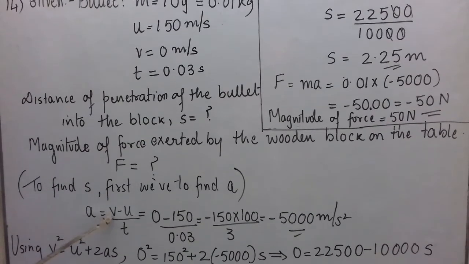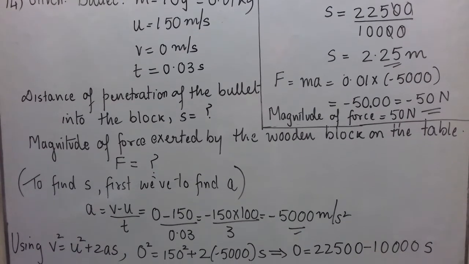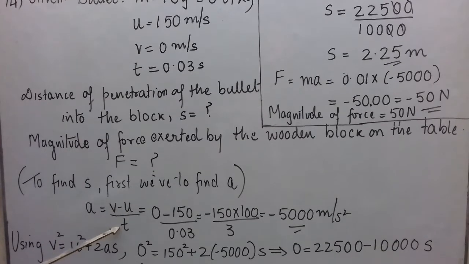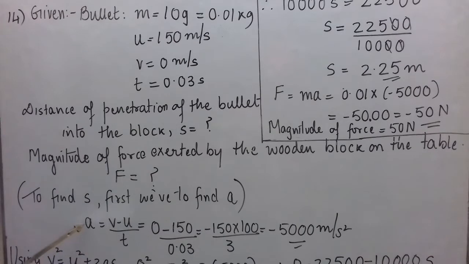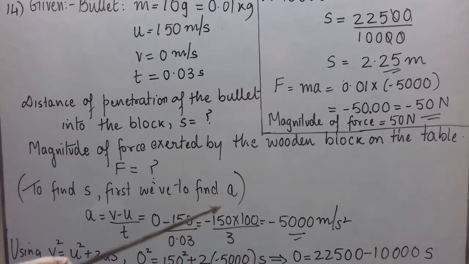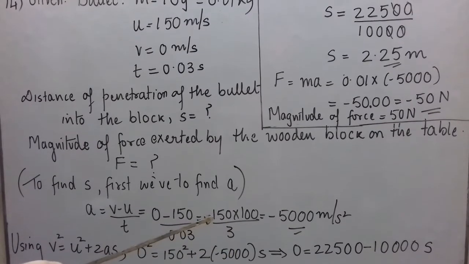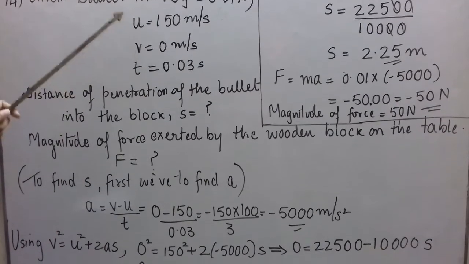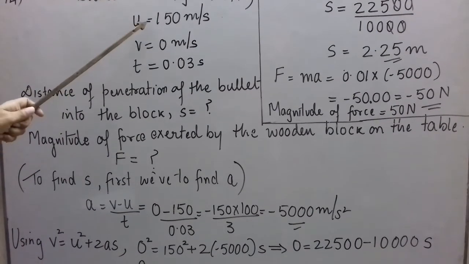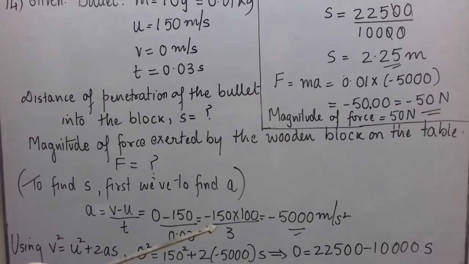And a is v minus u upon t, either by definition, change in velocity upon time, or by using the first equation of motion, a is v minus u upon t. Now put the values of v, u and t from the given and we see that a comes out to be equal to minus 5000 meter per second square. Minus we are getting because it is a case of retardation. Ultimately the bullet stops. So it was having more velocity first, then it stops. So it is a case of retardation, so acceleration is negative.